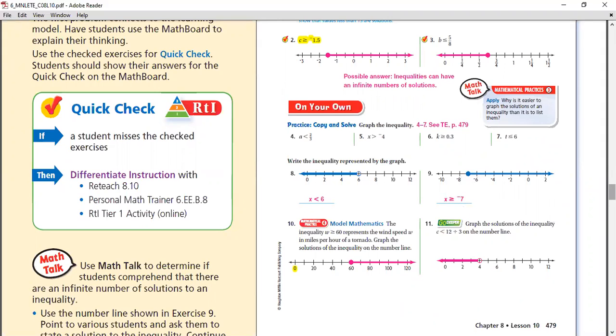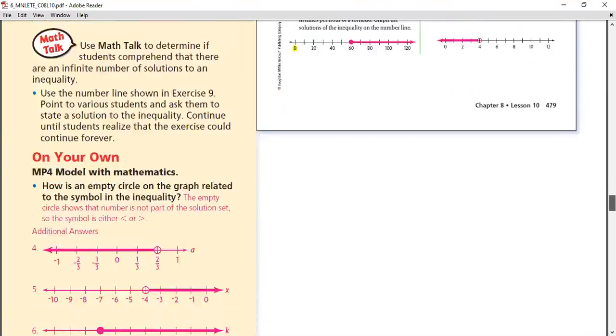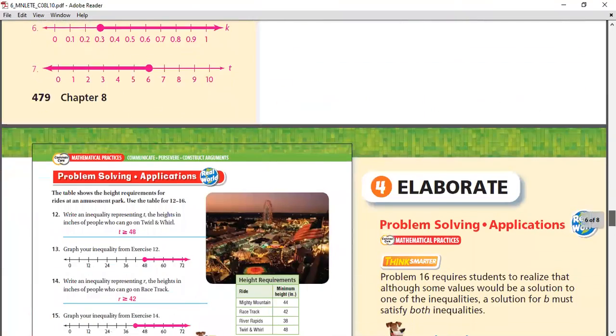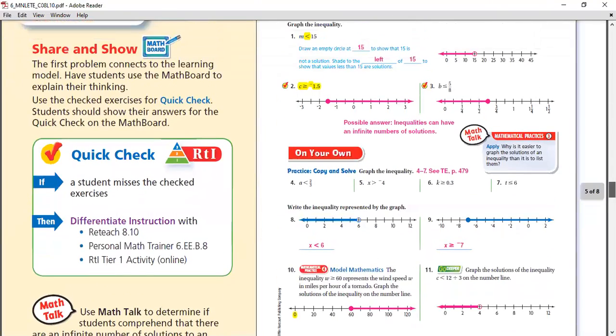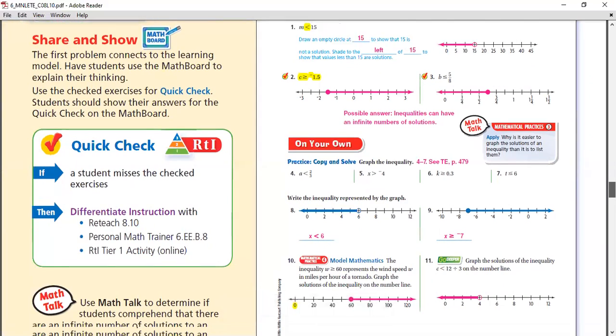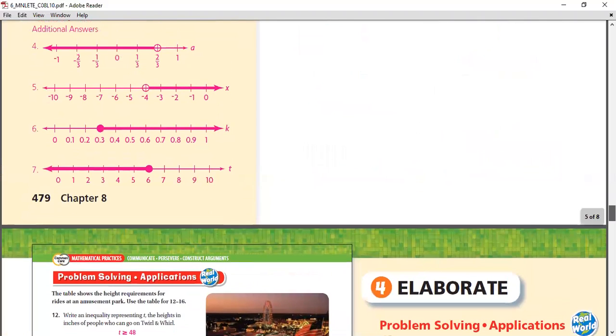This is how you write an inequality when the graph is given to you. It's easy, right? So this was your lesson for today. So try to finish these questions. As you know, once you do, you can get the answers from the screen. All you need to do is, let me explain the problem solving.